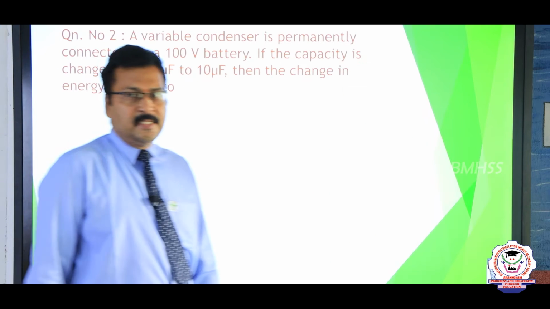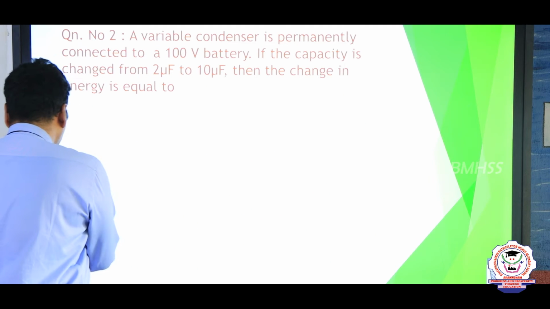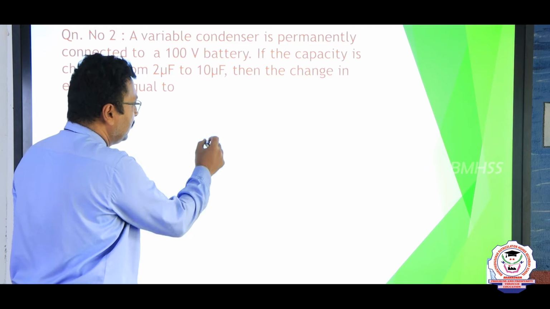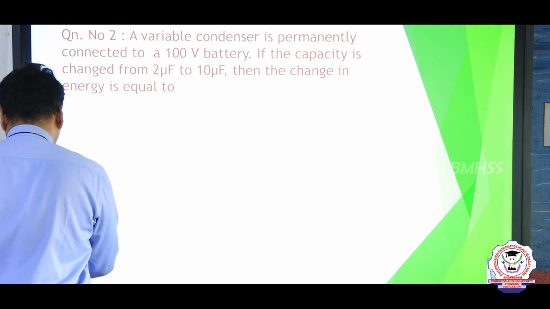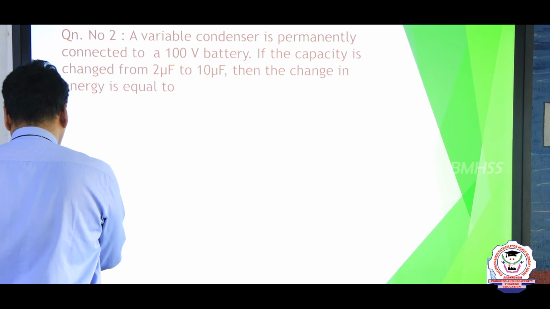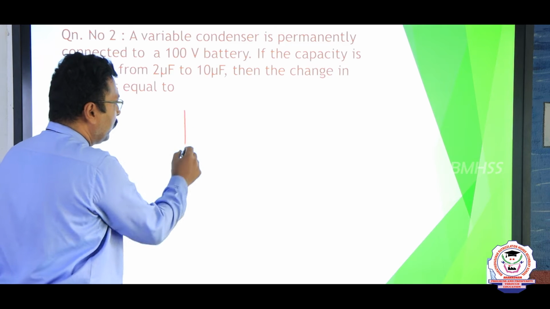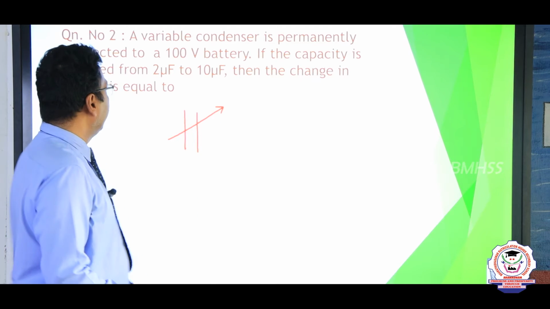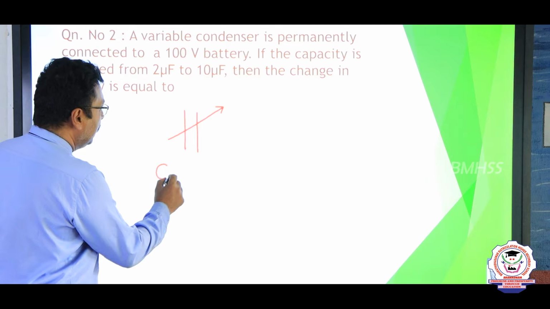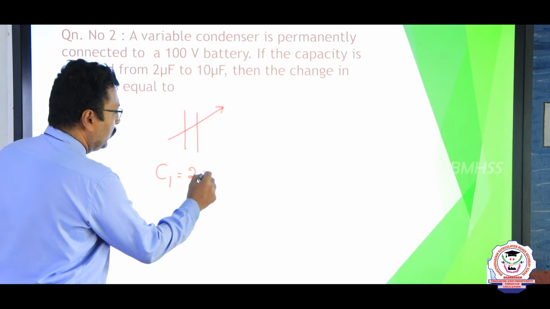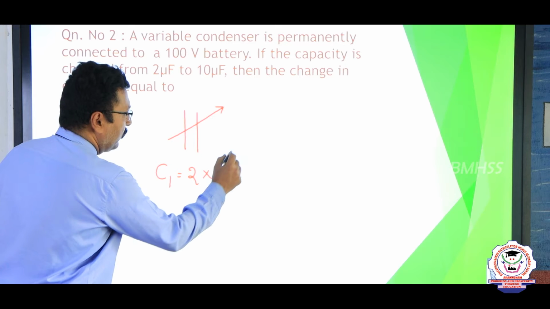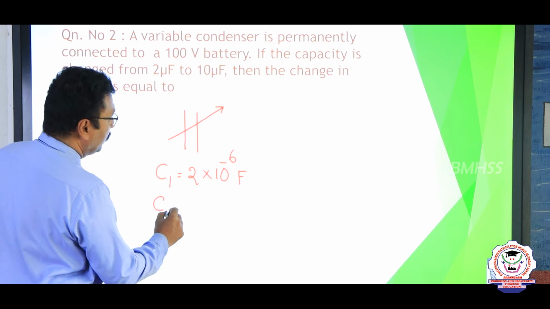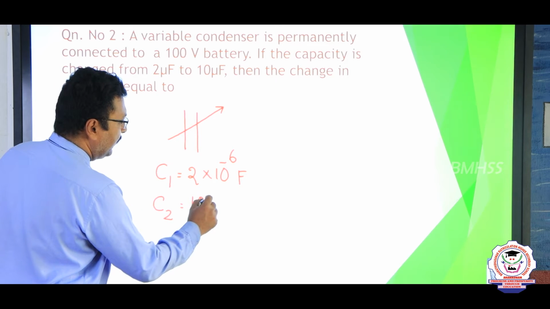A variable condenser. What is a variable condenser? A variable condenser is one which has a variation in the capacitance. Here the capacitance C1 is 2 into 10 to the power minus 6 farad, that is 2 microfarads, and C2 is equal to 10 into 10 to the power minus 6 farad.